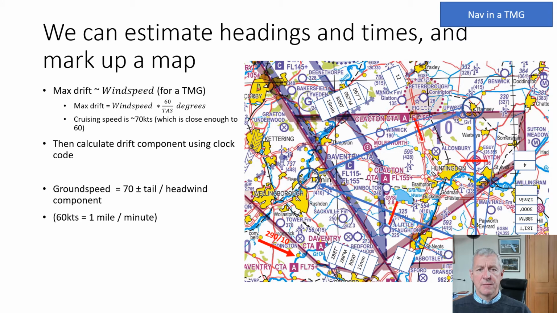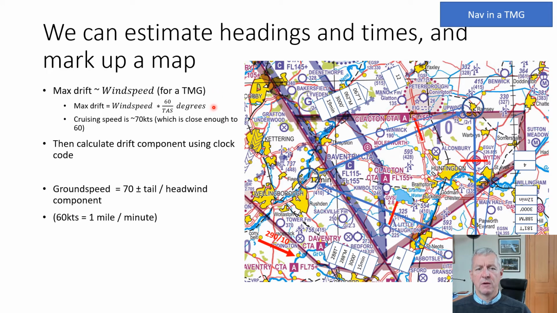So how do we do that? Well, we can estimate headings and times and mark up a map. We're doing this manually, and it's probably good enough to do it manually if we're using a GPS as our primary means of navigation. We can work out our maximum drift, and for a TMG that's roughly wind speed.